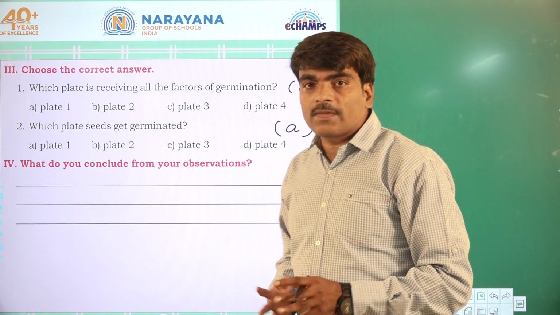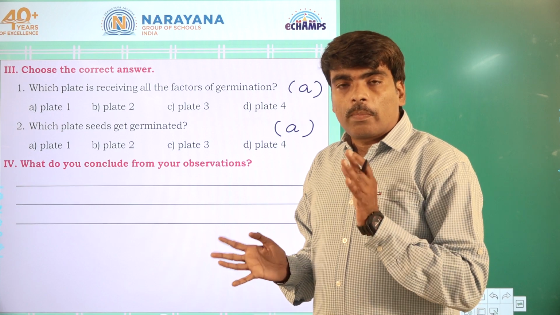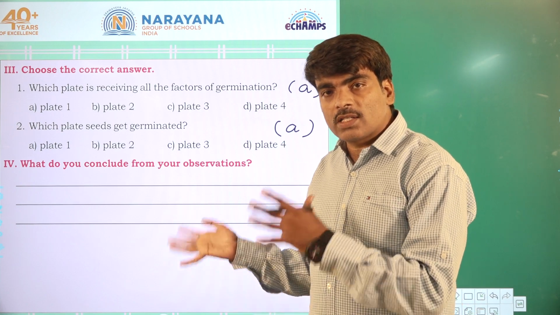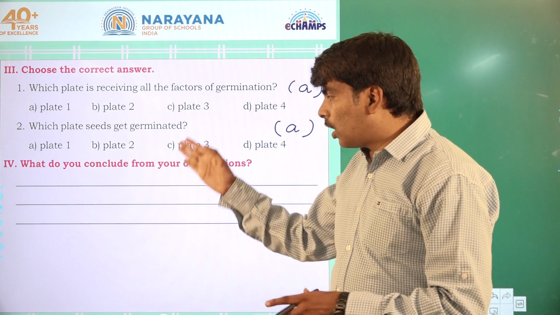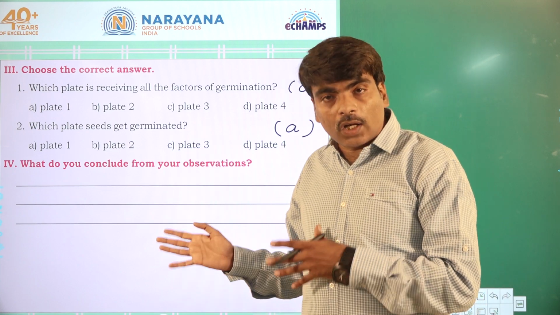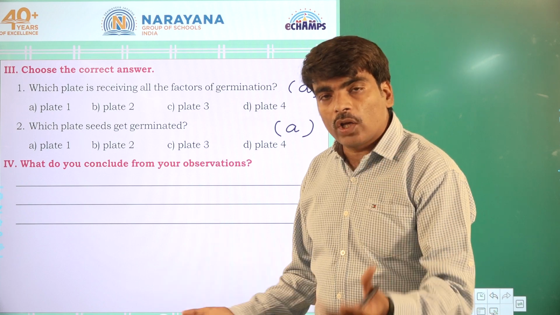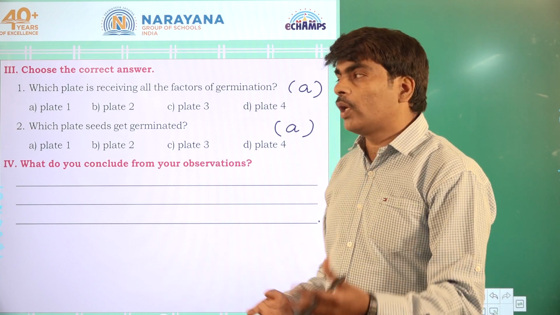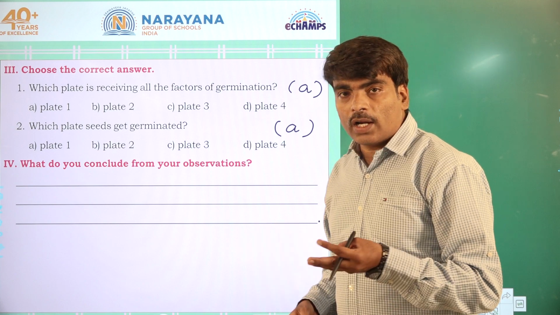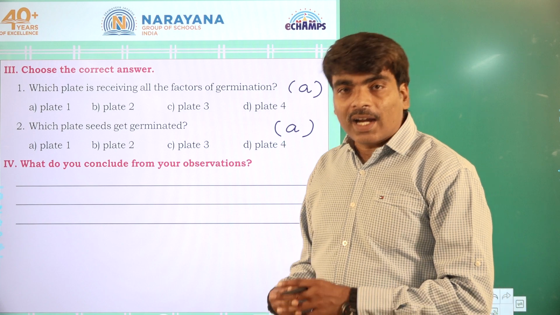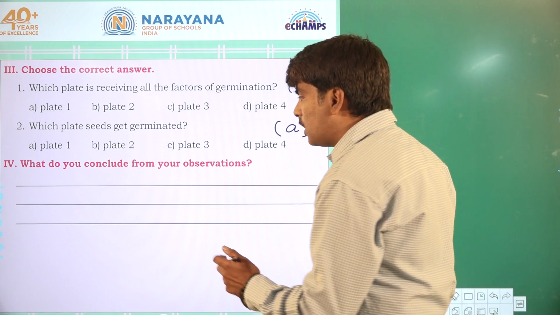So we have observed something here, that plates have received some conditions in which seeds are also germinated. So what do we conclude with this activity? What is our observation and what we are going to conclude here? We are going to conclude that air, water and warmth are necessary for germination of seed. So these are the conditions for the germination of seed.